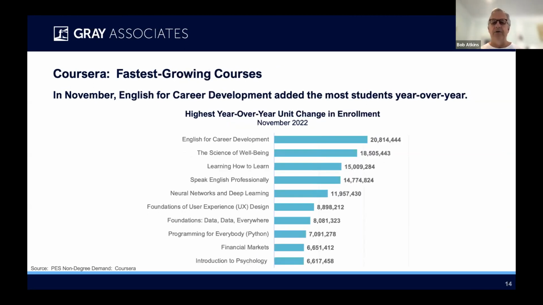What's really hot here? Where's the enrollment going up? English for career development, number one. Science of well-being, number two. Learning how to learn in third, and so forth down the list until we get to psychology at the bottom in this case. And in here you can see quite a bit of tech in the middle of the list as well. Neural networks, UX design, data everywhere, and programming for everybody. So tech remains pretty strong, but it is interesting to see how other much less technical areas are now top of the list.